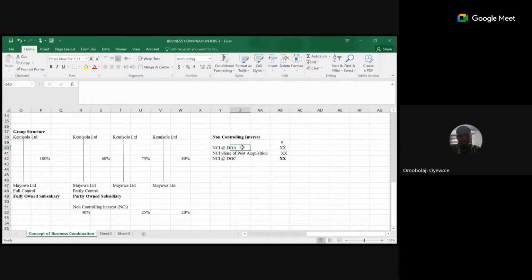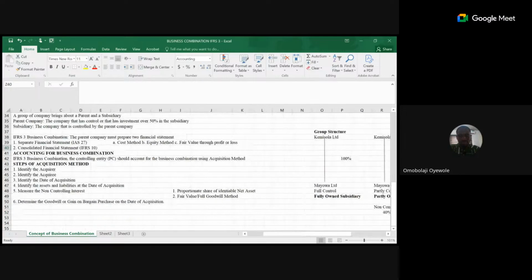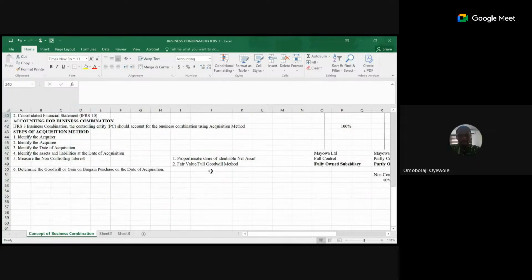Okay. Then NCI share of post acquisition will be done after determining the net assets at the beginning and at the end. So what we have left after acquisition is the portion we now give to NCI. Now, the next one, goodwill. So let me note it here: methods of measuring NCI.